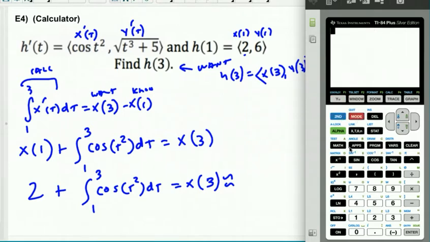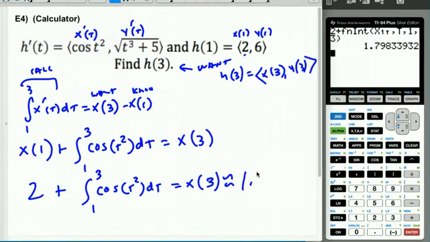So I'm going to go ahead and do 2 plus, and I'm going to do math 9, because I want to integrate, right? Vars over to y vars, and I want to pick parametric, and I want x1t, comma, with respect to t, from 1 to 3. Oh, my bad, to 3, and hit enter. And that's the whole value, right? Because I included the 2 in my typing, right? I included this value in my typing. So that's going to be my approximate x coordinate.